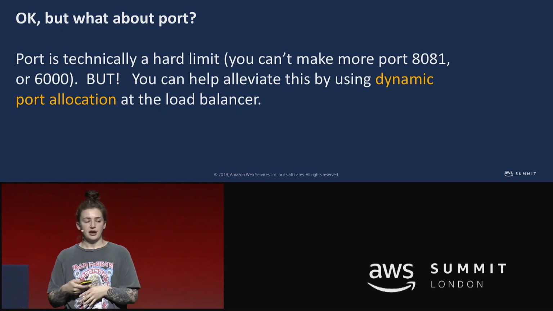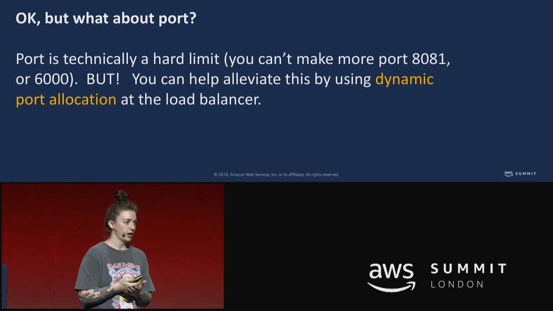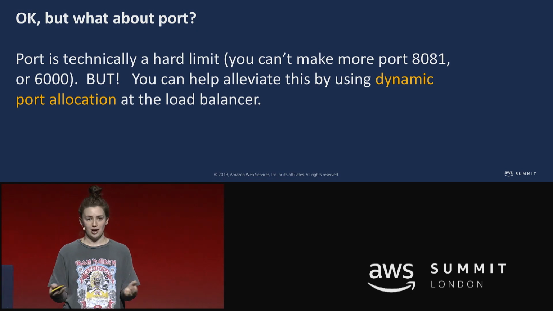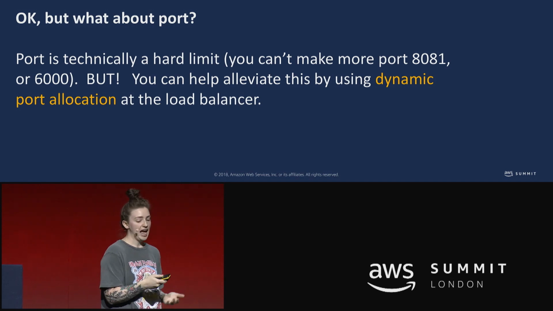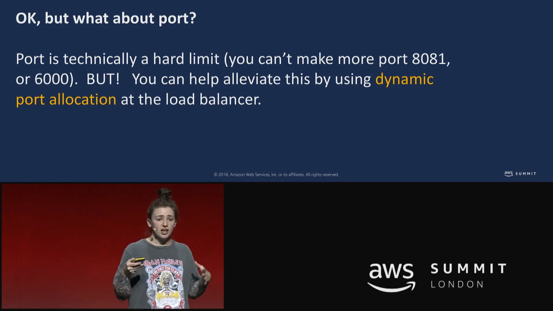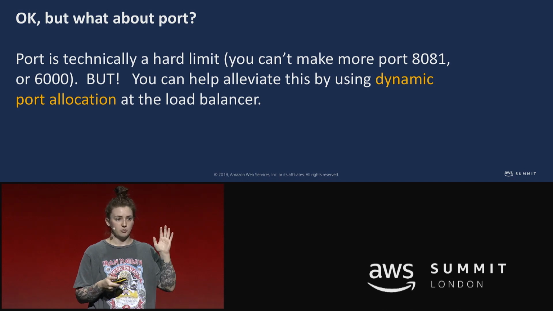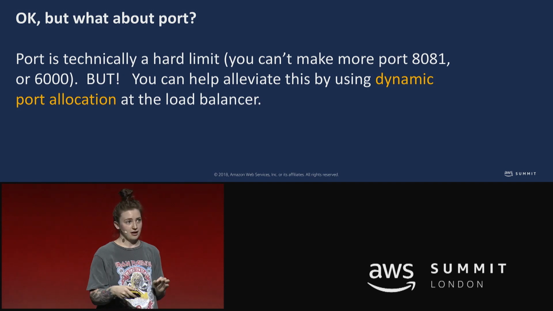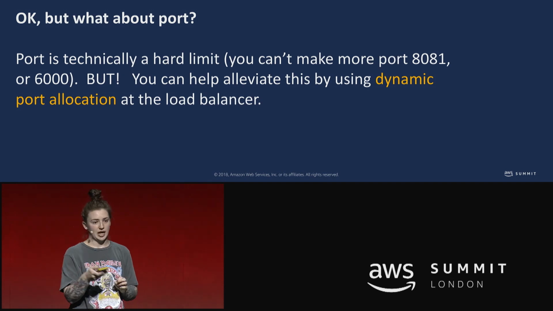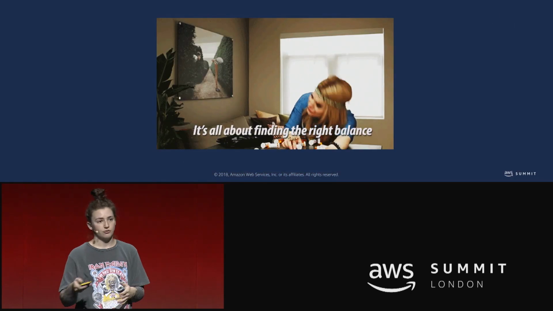So port, technically a hard limit, as in if I have an app that's running on port 6000, I can't really do anything about that, right? In order to get more copies of port 6000, I have to start another instance. But I can use dynamic port allocation. So who here has worked with an application load balancer before? OK, so my favorite part of that load balancer is that you can do dynamic port mapping, which means I map to port 0 on the host, right?